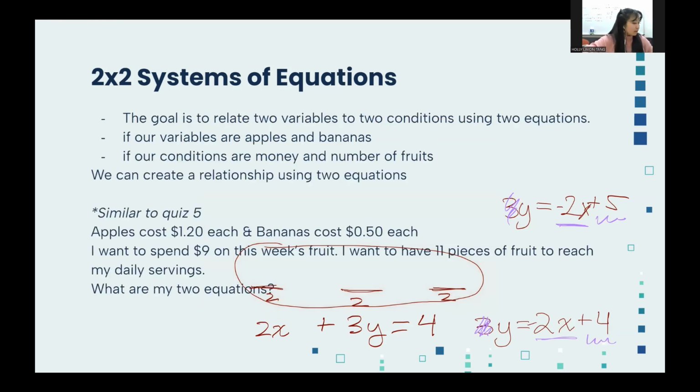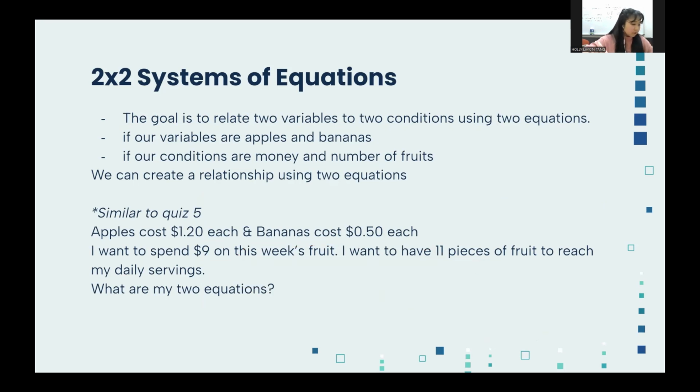And then you'll also have the word problem version. So hopefully everyone understood quiz 5 where we did the apples and bananas. Your goal with 2 systems of equations is to relate the 2 different variables and the 2 conditions using 2 equations. That's a lot of words. So we've got our apples and bananas, those are 2 variables. We've got the 2 conditions, our money and the number of fruits, and we want to create a relationship between the 2 equations.